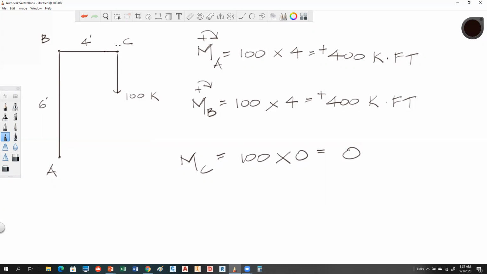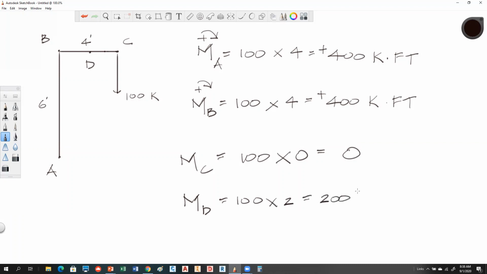Okay, now let's do this. Let's come over to the middle of this arm right here. We'll call this D. What would that distance from C to that point be if I'm at the midpoint? 2 feet? Yeah, it'd be 2. So in this case, notice that the moment at D is going to be 100 times 2, which is going to give me 200.